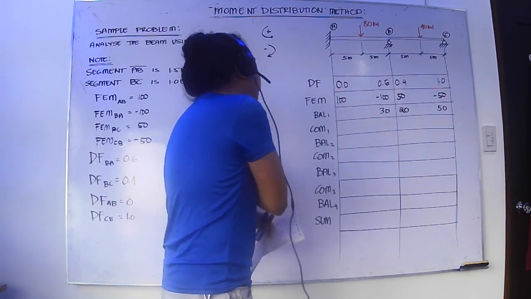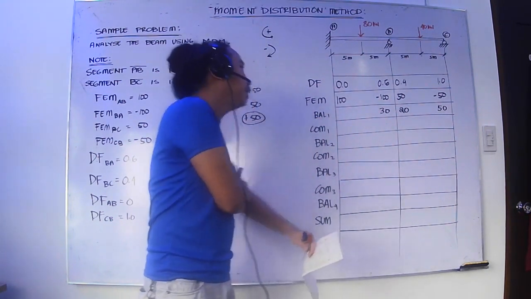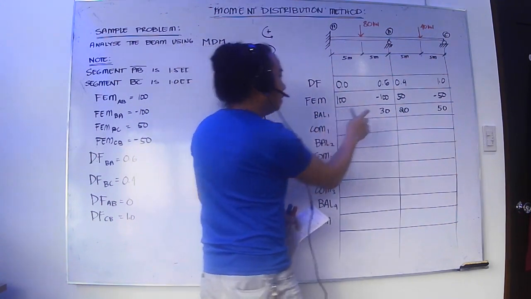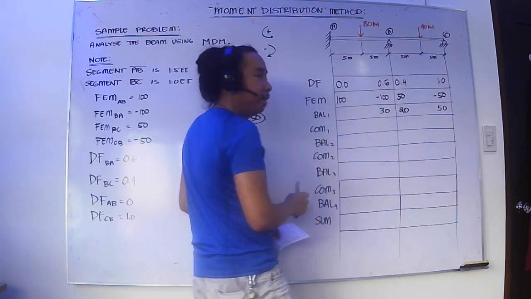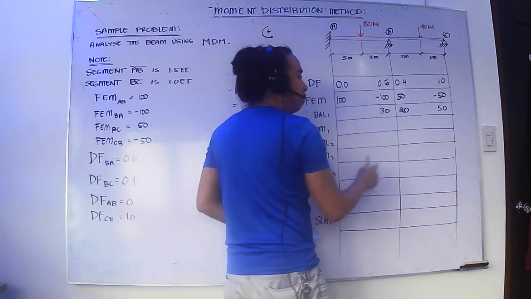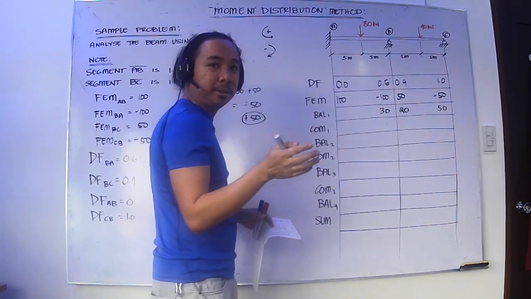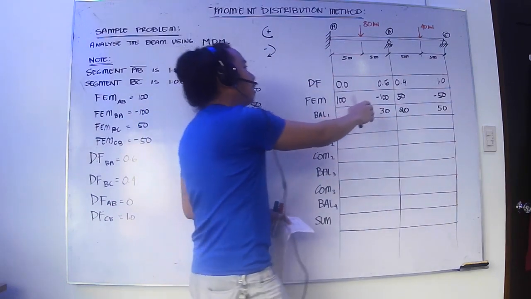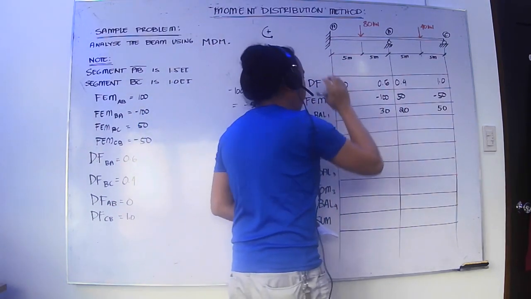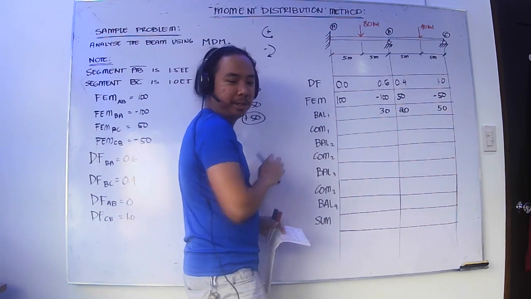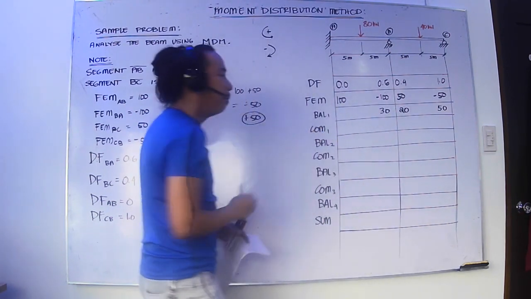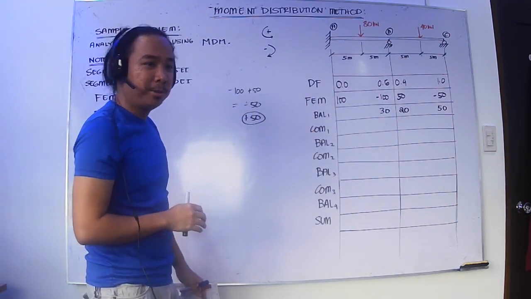If you want to check here, all of this should equal 0. Okay? So, negative 100 plus 50 plus 30 plus 20. How much is that? 0. Then, you can say that this joint has been balanced out. Okay? That has been balanced out. That is what we call balancing moment.